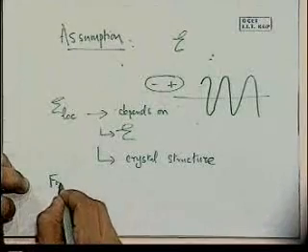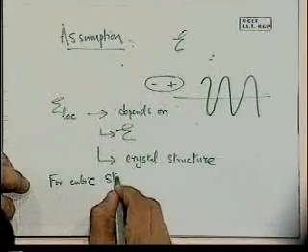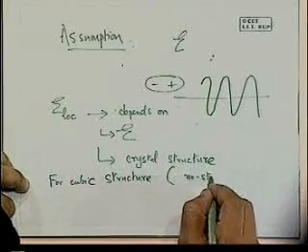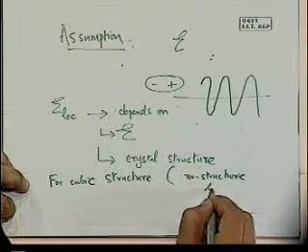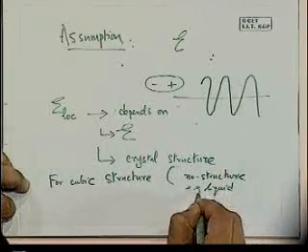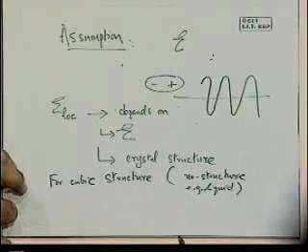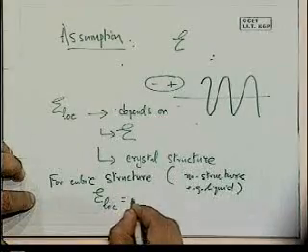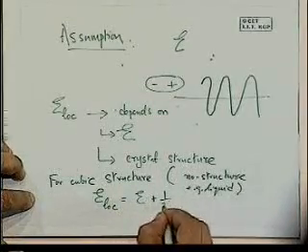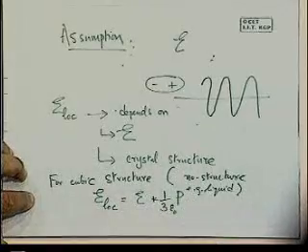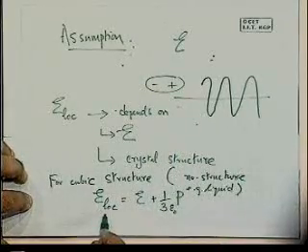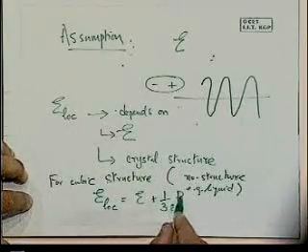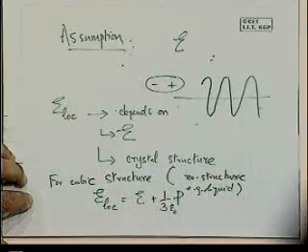Now, if you're considering a cubic structure or something that has no structure, for example, a liquid, things can move around very freely. In either of these cases, without going into the extreme details of it, we can write that the local field is equal to the applied field plus 1/3 epsilon naught times the polarization. The local field is equal to the applied field plus 1/3 epsilon naught times the polarization.